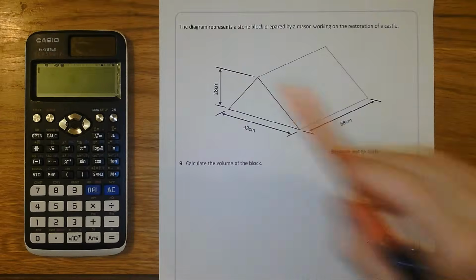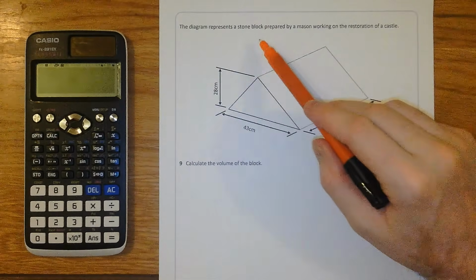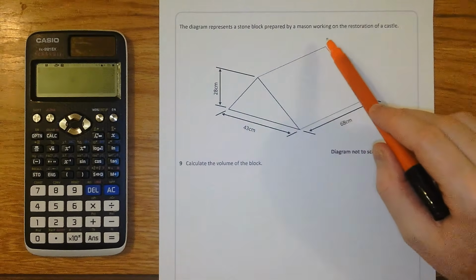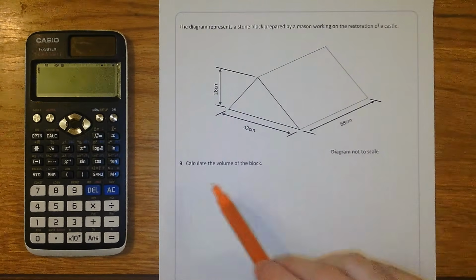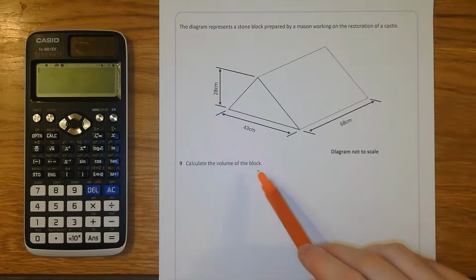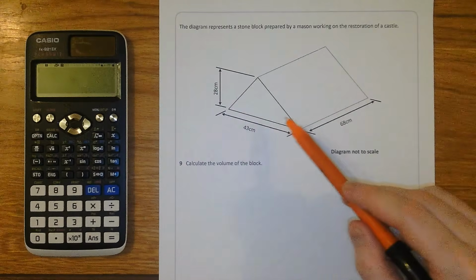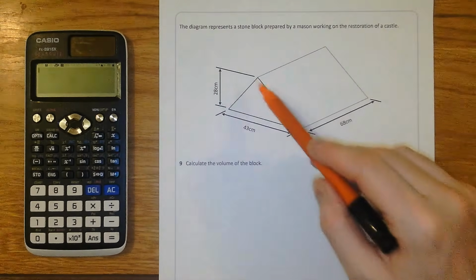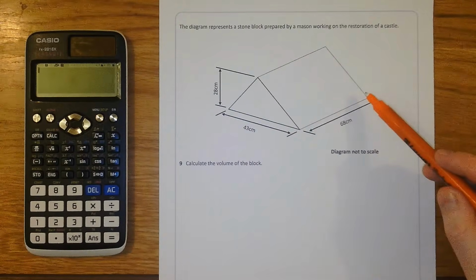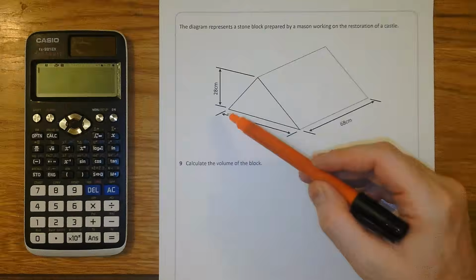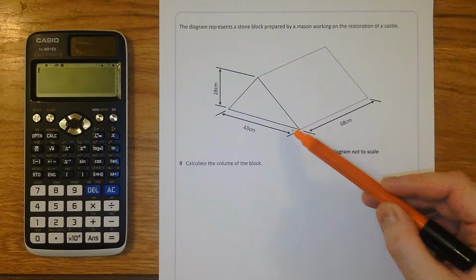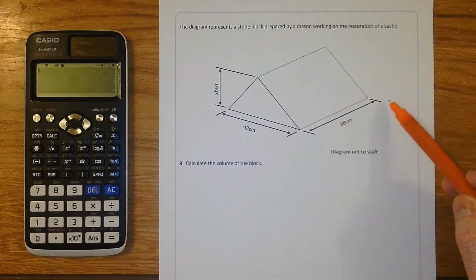Question 9. The diagram represents a stone block prepared by a mason working on the restoration of a castle. Here it is. Calculate the volume of the block. Now looking at this block, I can see that it is a triangular prism. The formula for prisms is not given in the formula book. You need to know it. The formula is the cross-sectional area times the perpendicular height.